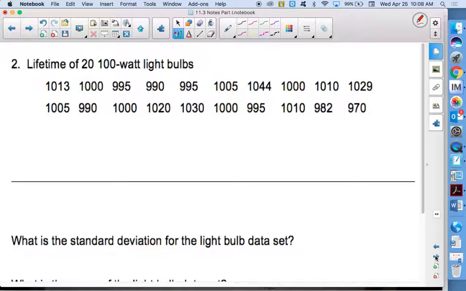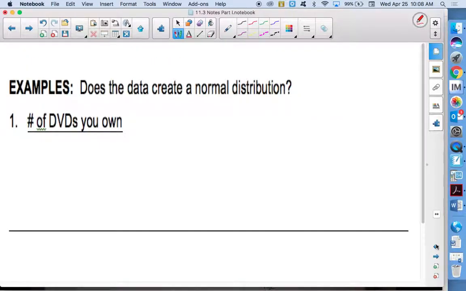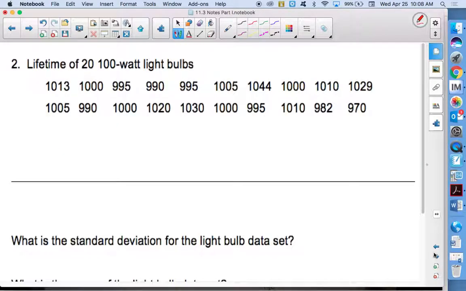So the question at the top says, does the data create a normal distribution? Meaning, is it symmetrical? Does it look like a bell curve? We're going to skip the number of DVDs, and go down to number 2, which talks about the lifetime of 20 different light bulbs.